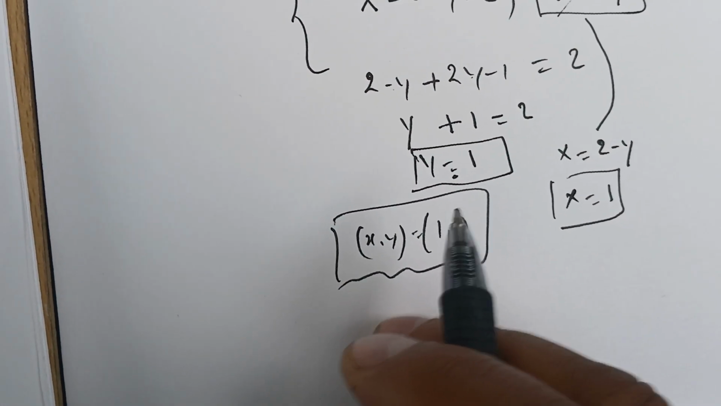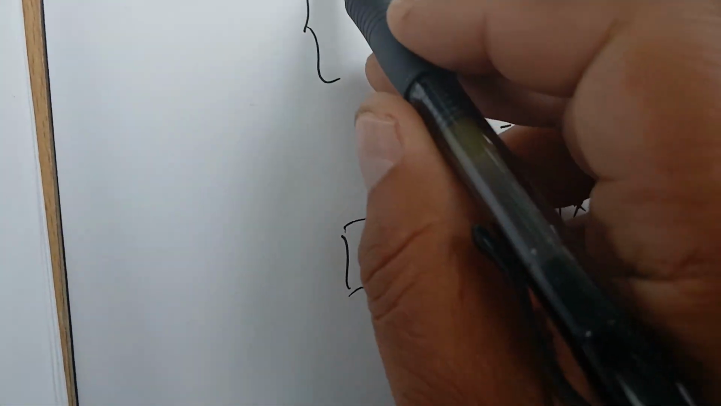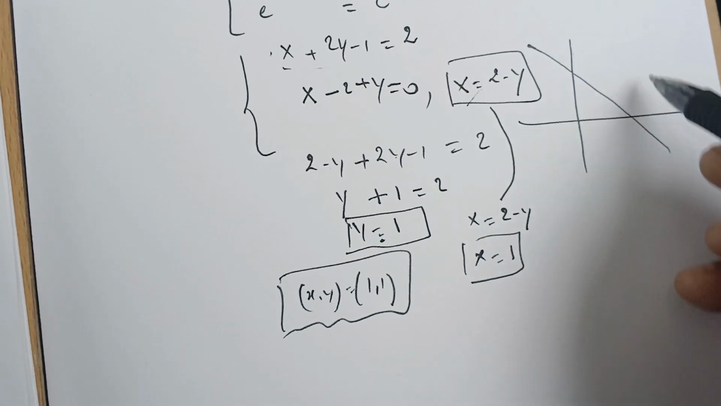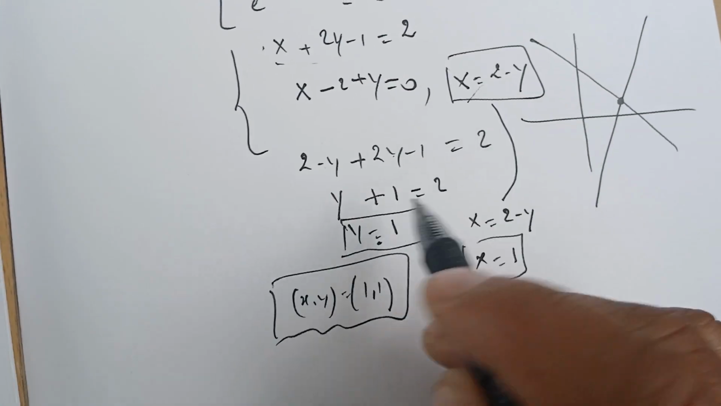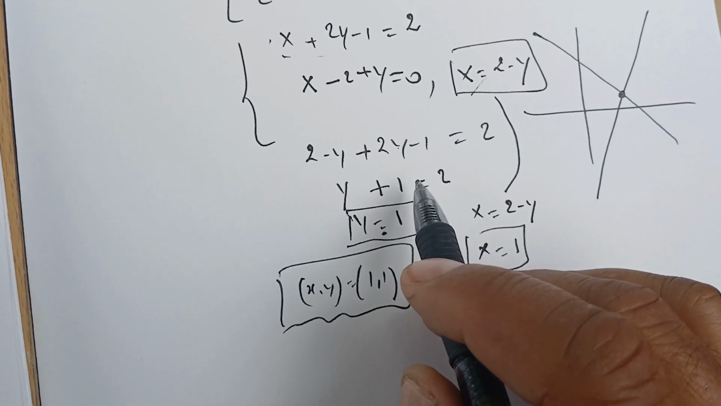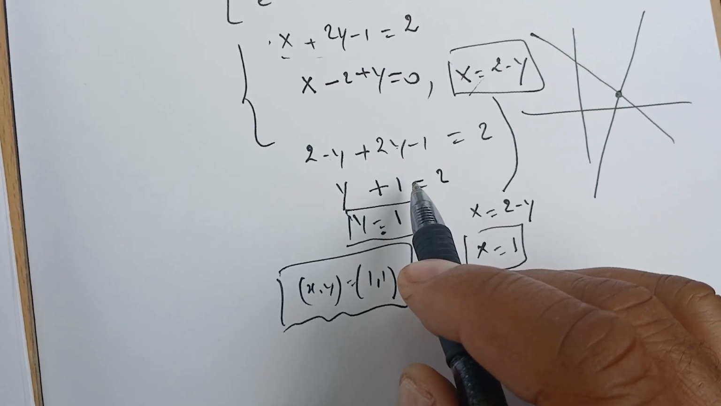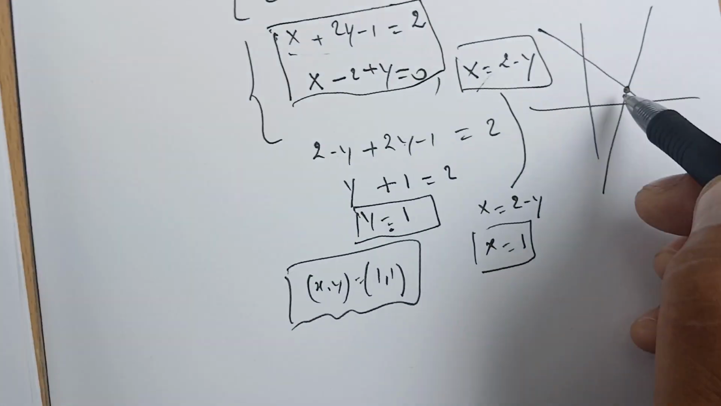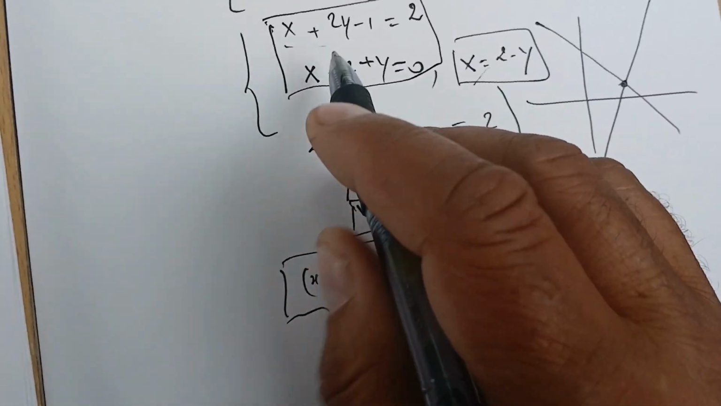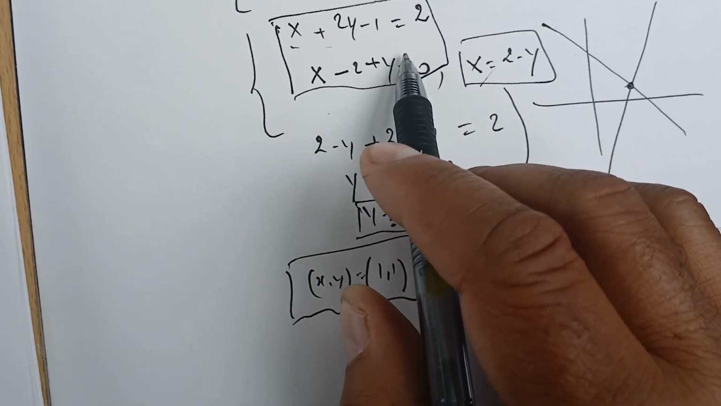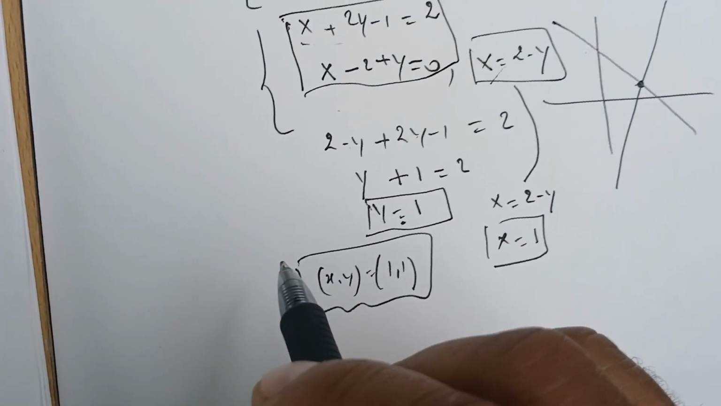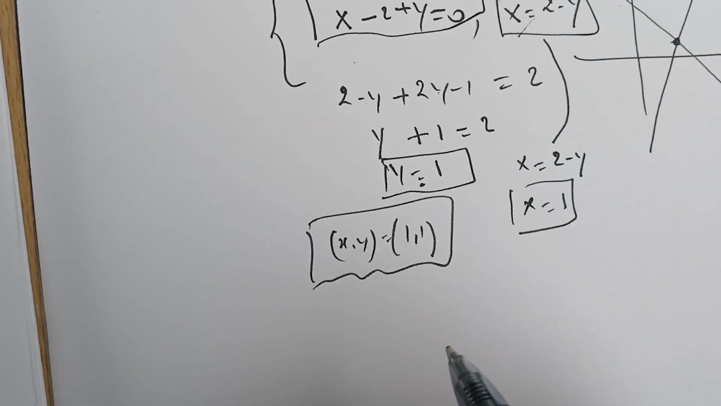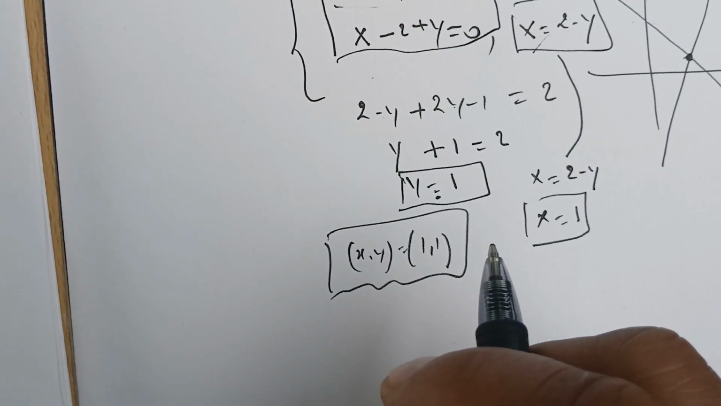No. These are the only ones, because we know these are just lines, and lines, when they do intersect, intersect in only one point. So these are the equations of two lines. They intersect in one point, and that's the solution for this system. There are no others. So (1, 1) is our solution.